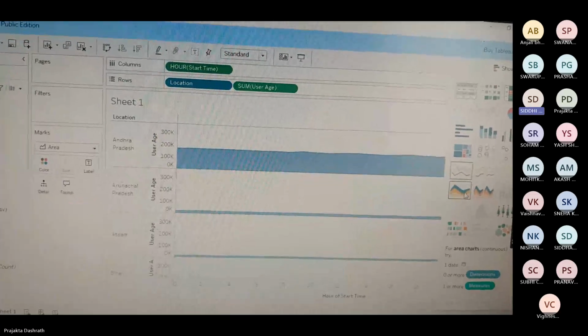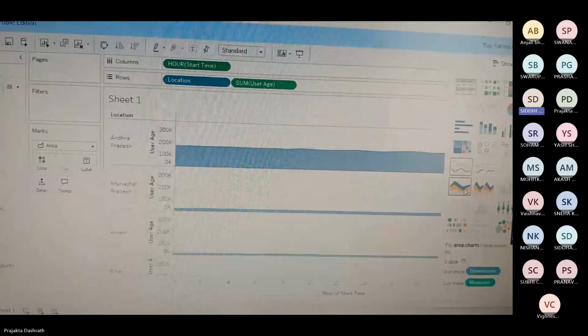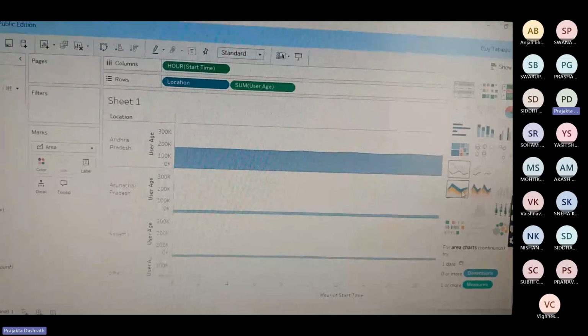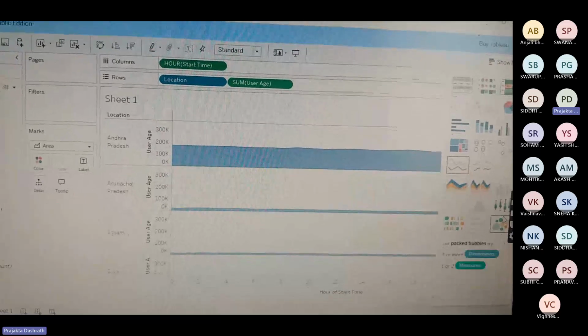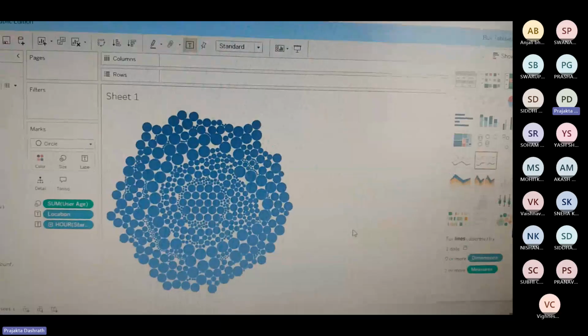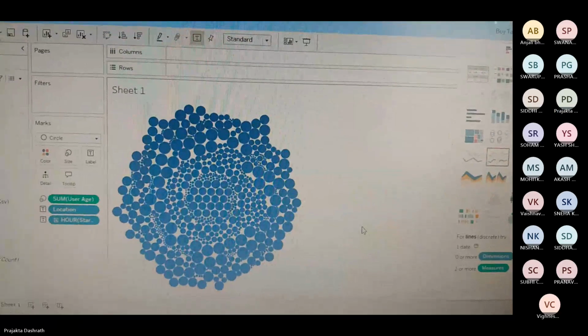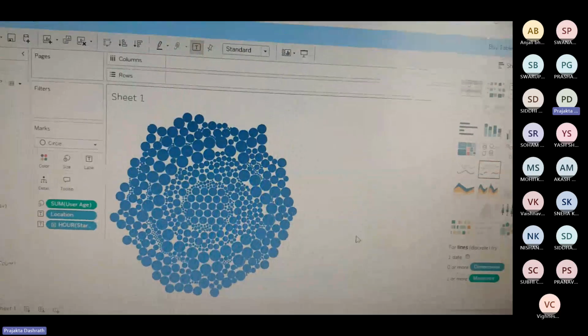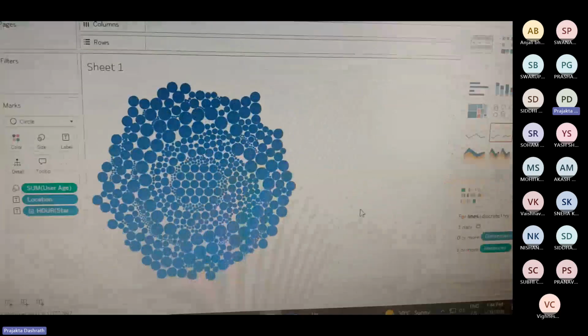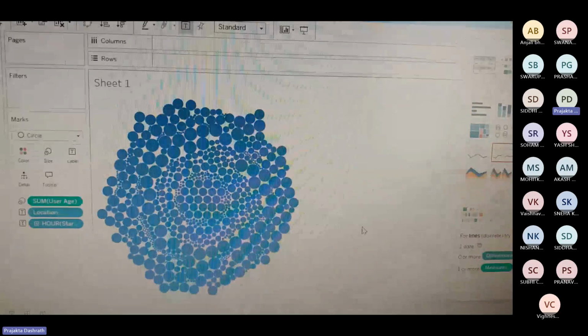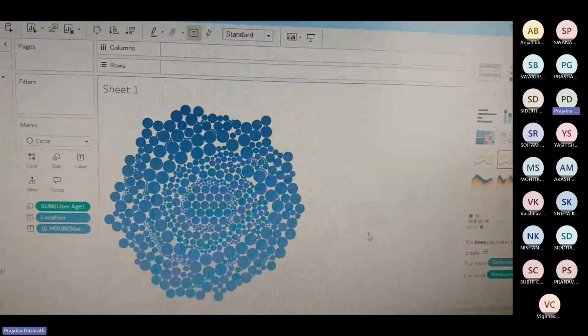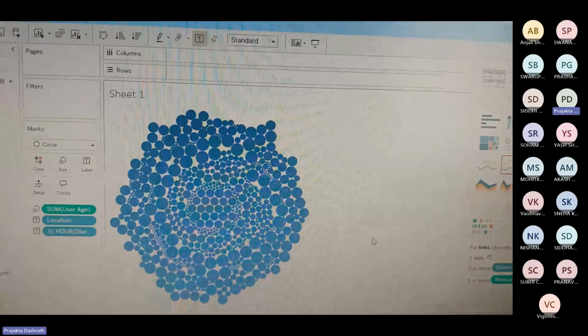Because we can identify the hours. Okay, fine. Is bubble chart suitable? What do you all think? Is bubble chart suitable? Will the bubble chart give us the correct answer? No. Why? Bubble chart is not suitable.